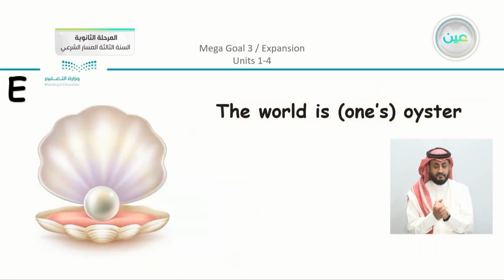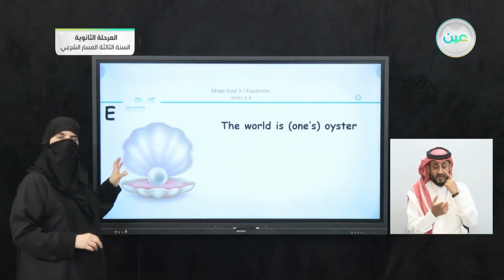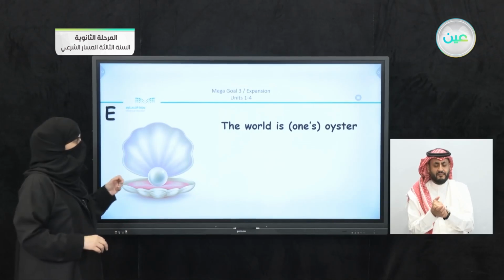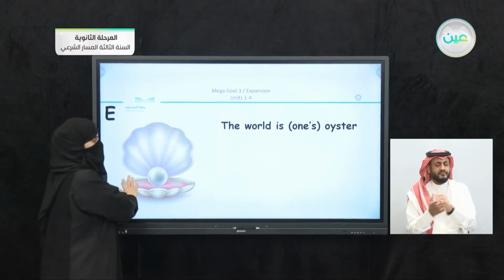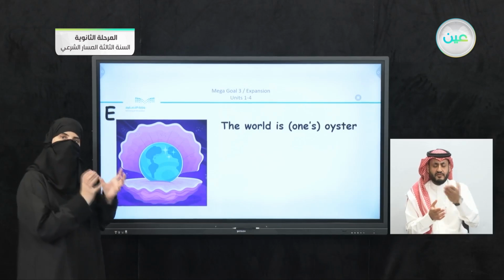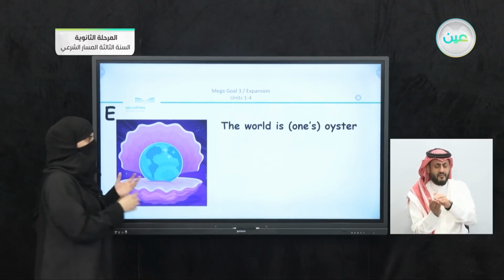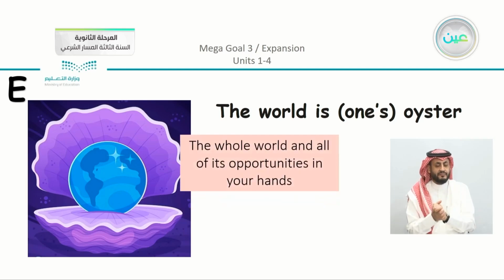The world is one's oyster. Now here you can say that there is an oyster here and there is a pearl. So what is the resemblance? Now just imagine that the world is an oyster, or in the middle of an oyster here. Now what does this mean? We have here the meaning that the whole world and all of its opportunities are in your hands.